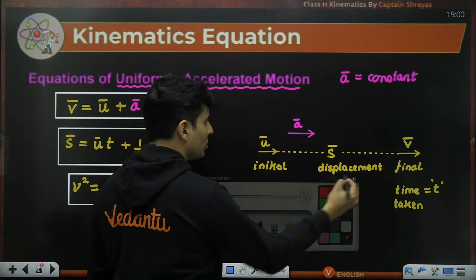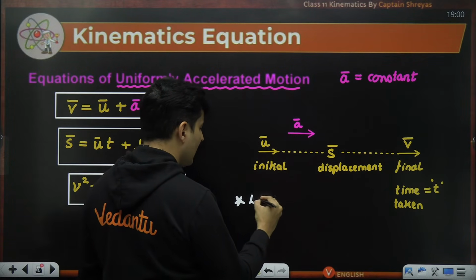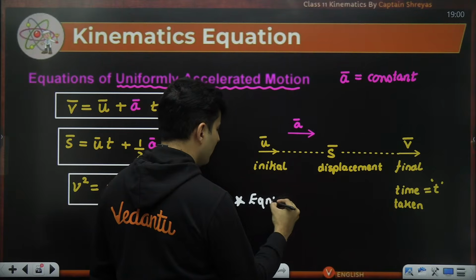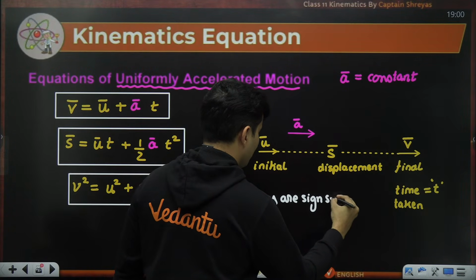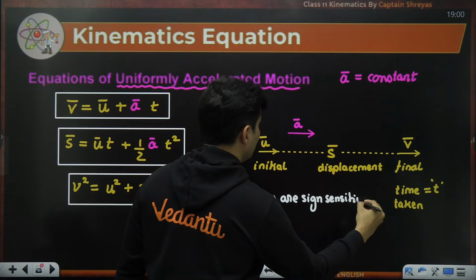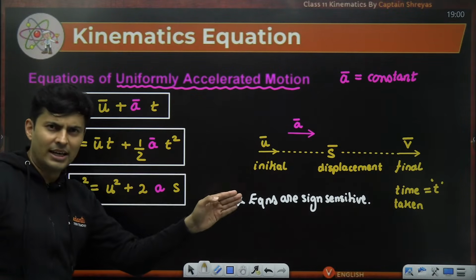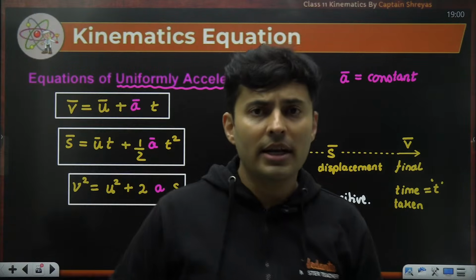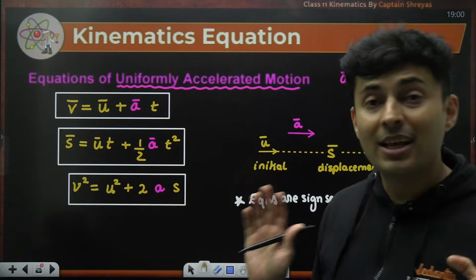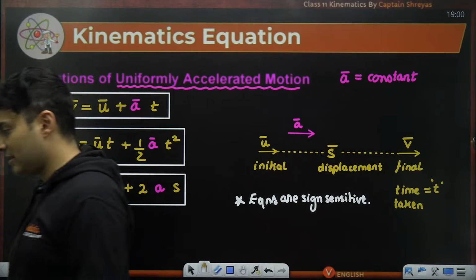Second important thing that you should keep in mind, that the equations are sign sensitive. That means if you make any mistake, you will get a wrong answer. And you assume one direction as positive, automatically the other direction will become negative. Accordingly, solve the question. So be careful, they are vector quantities. So be careful about the signs.